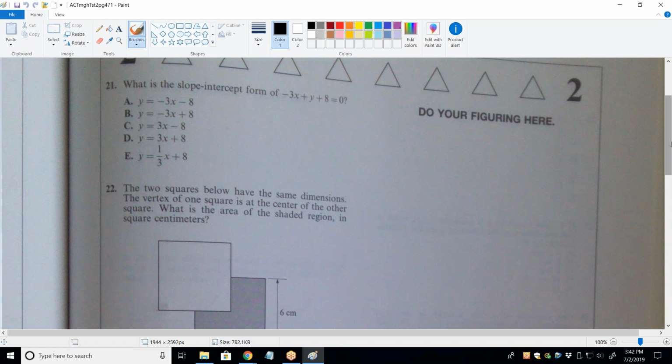Slope-intercept form. Okay. So, C. Okay.